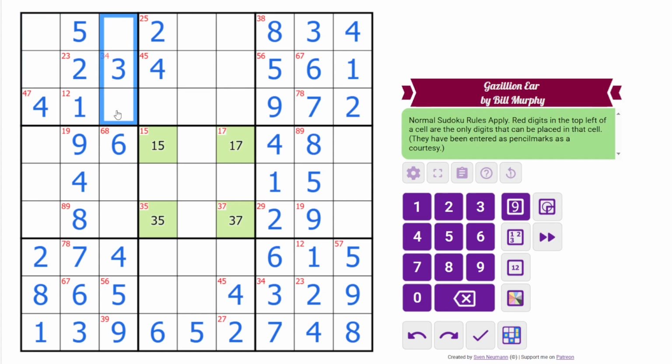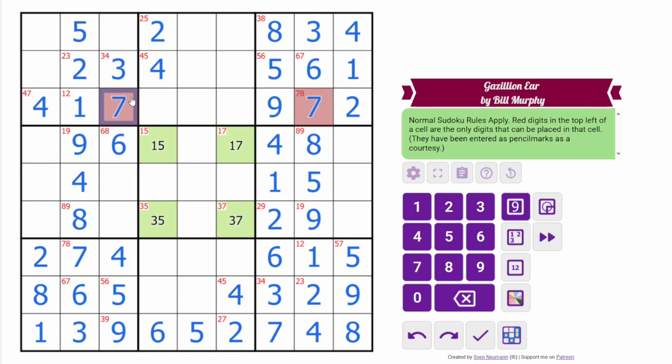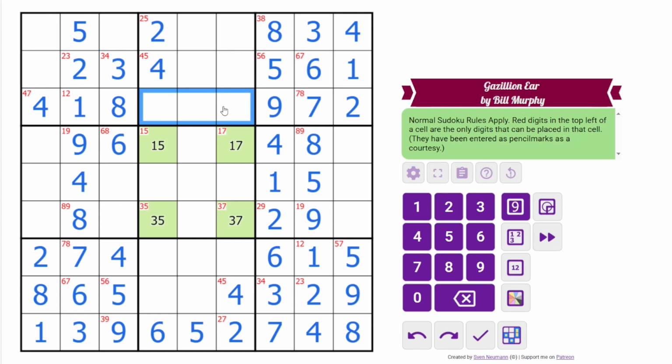Let's look up here. 8 can't go in any of these, so this is our 8. I feel like we should be able to do more with that, but maybe we can't yet. Alright, up here, 1, 6, 7, 9. Yeah, that's not resolved yet.